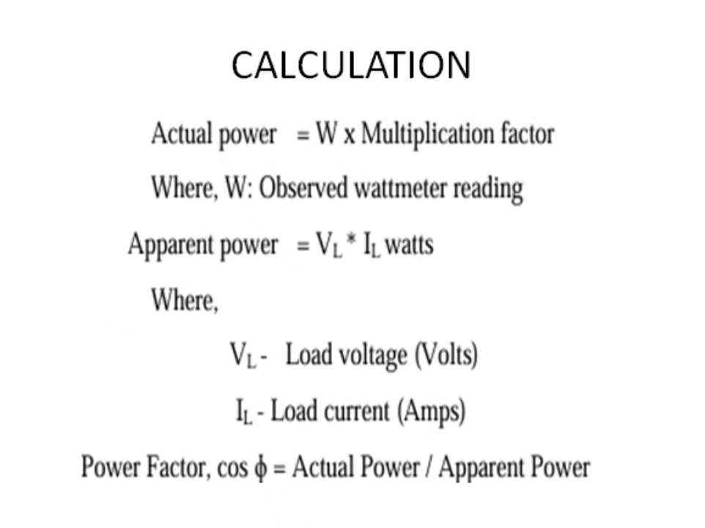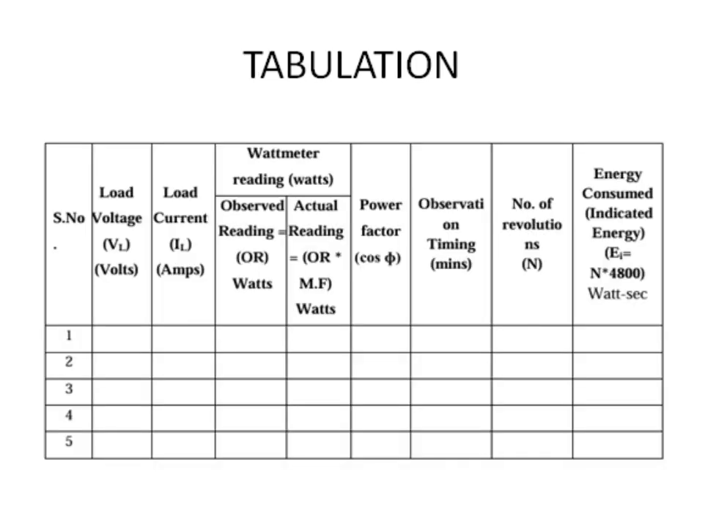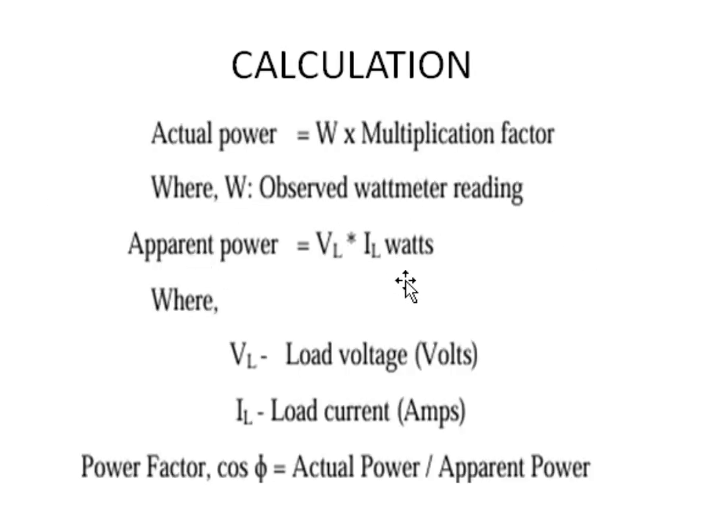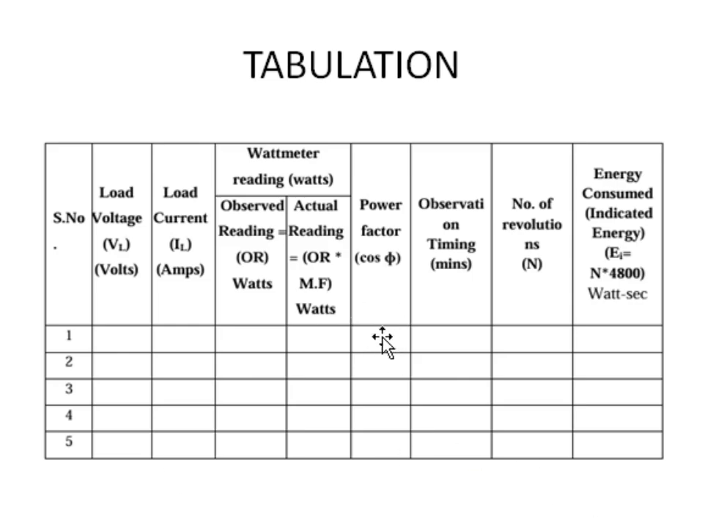And apparent power means VL into IL. This is the VL value and this is the IL value. Both values are multiplied and taken down as the apparent power. So the power factor is the actual power divided by the apparent power. The result value is noted down here.